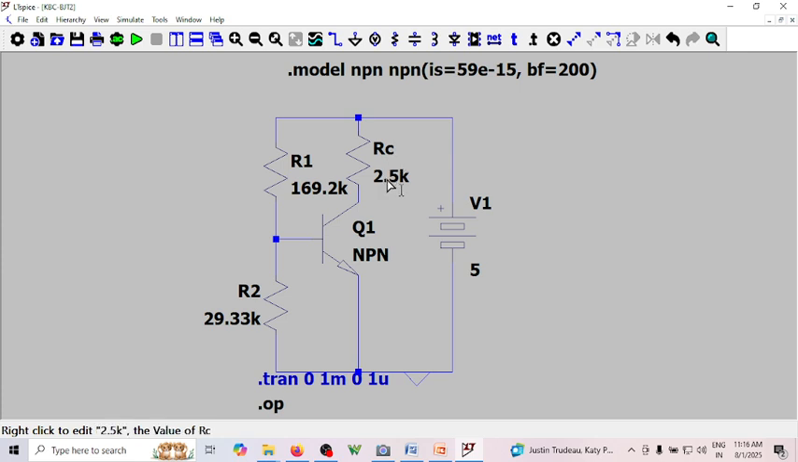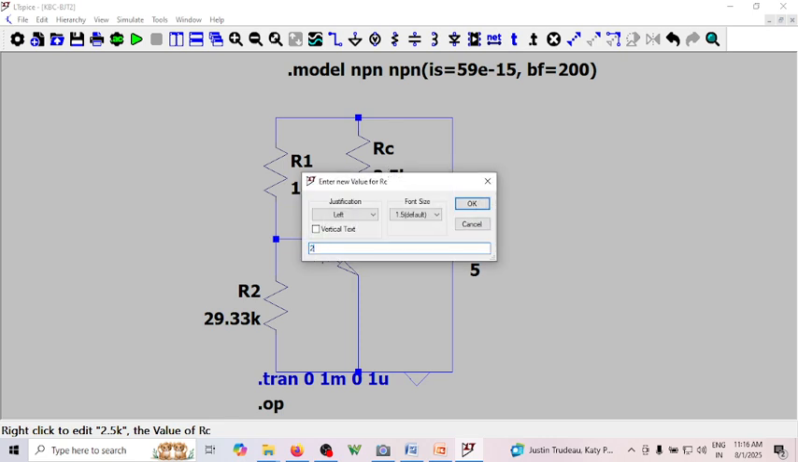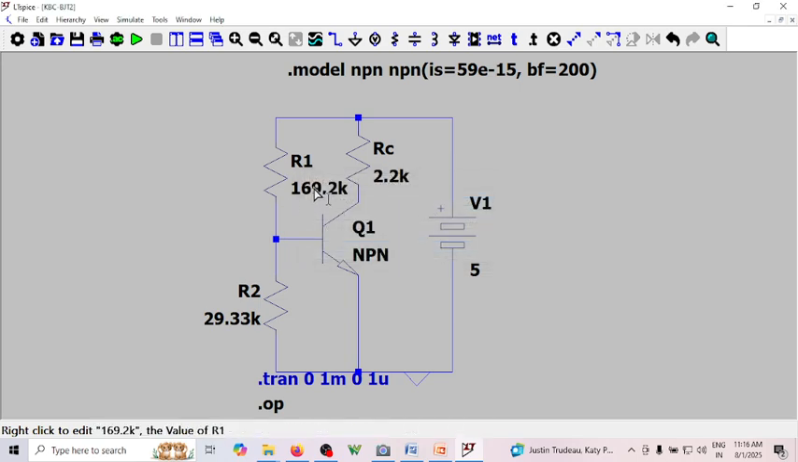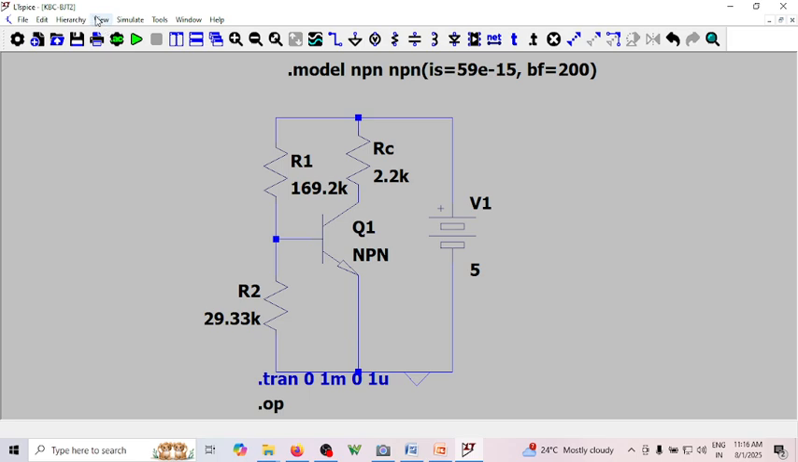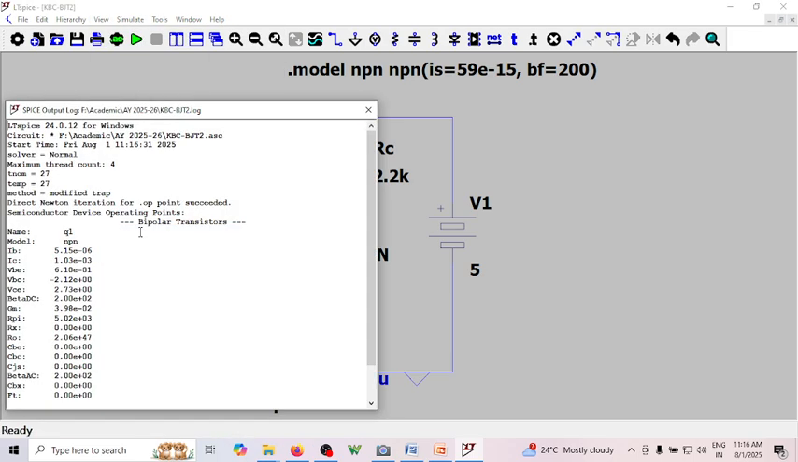This is RC. Let us now see the working of this in the hardware also. In the hardware, I'll use 2.2 kilo ohm because I'm using a standard resistance. Here I'm using two DRBs to set the values as 169.2k and 29.3k. If I run this, I should get these values. You can see the current is almost 1 milliampere. The VC is 2.73.